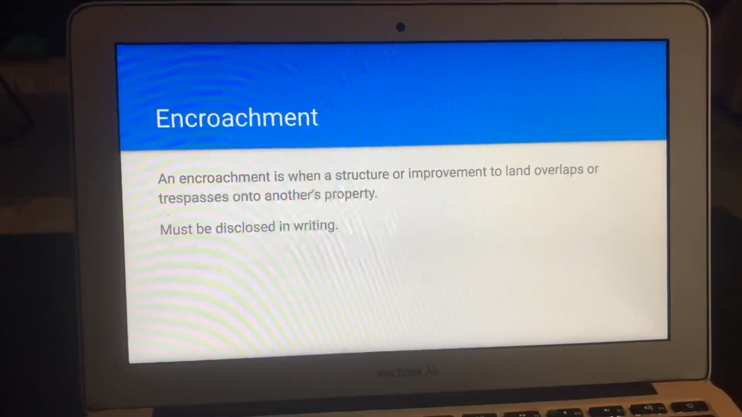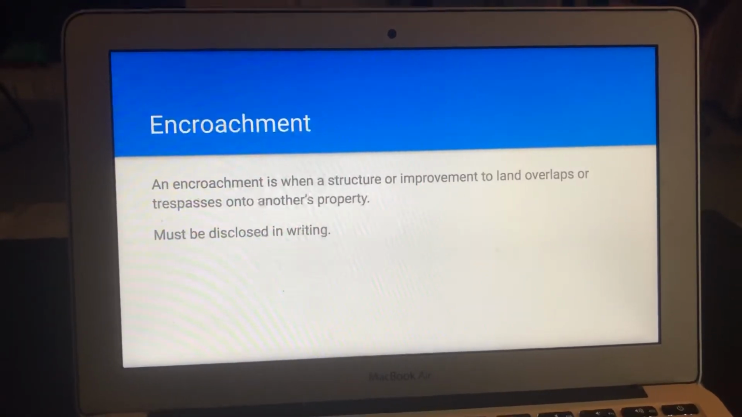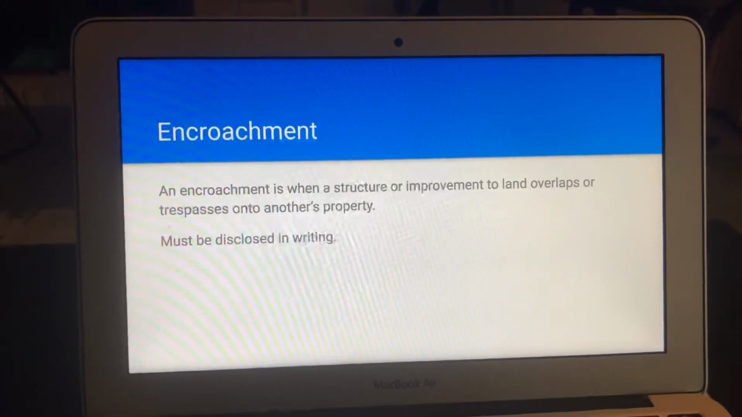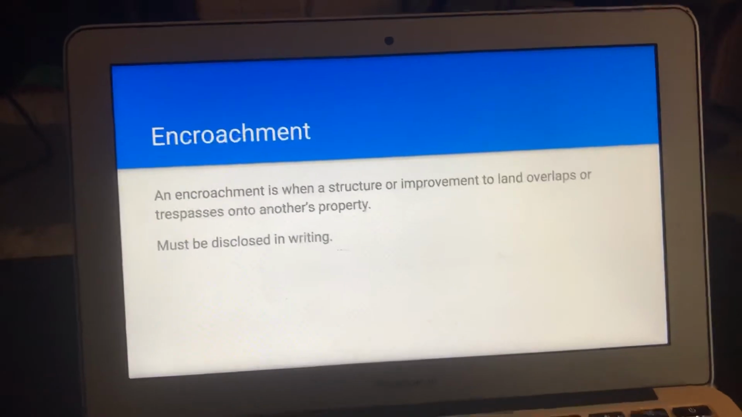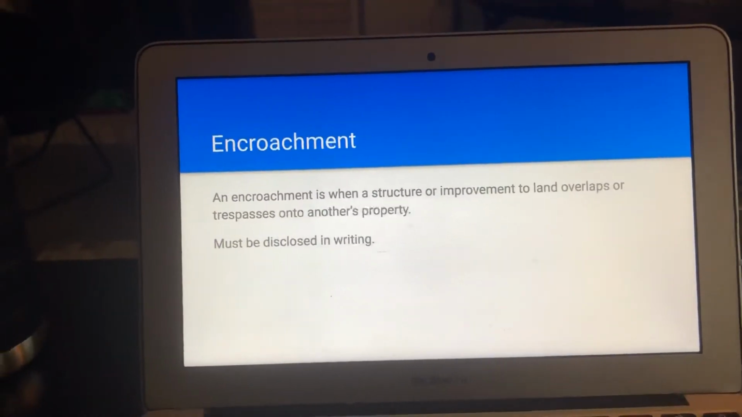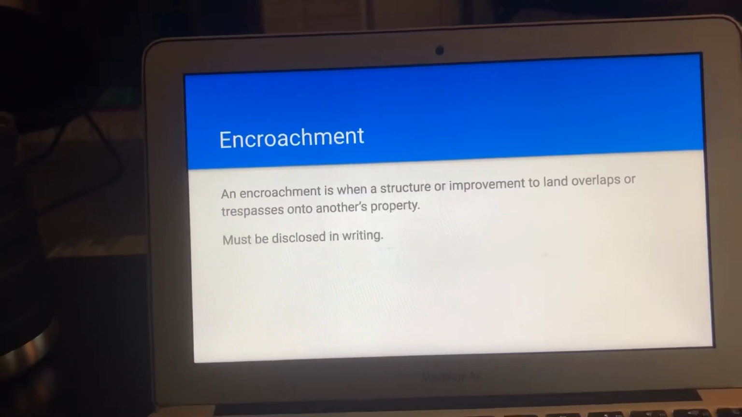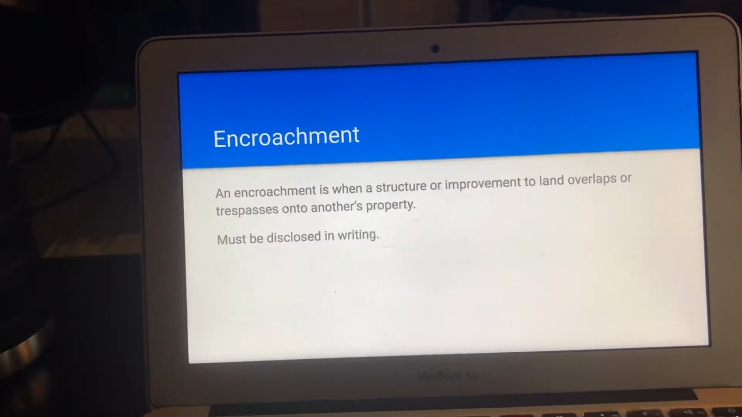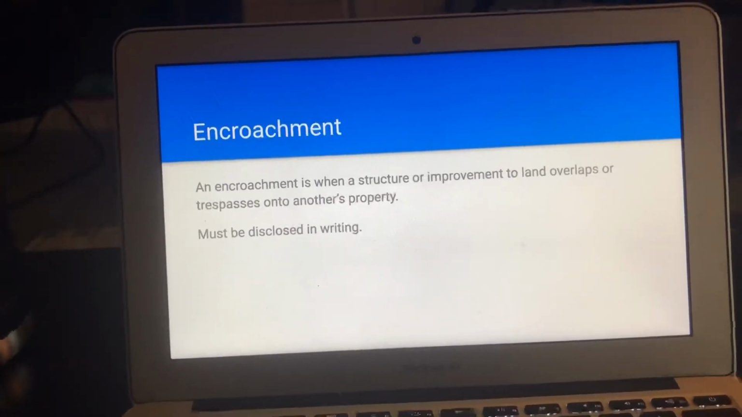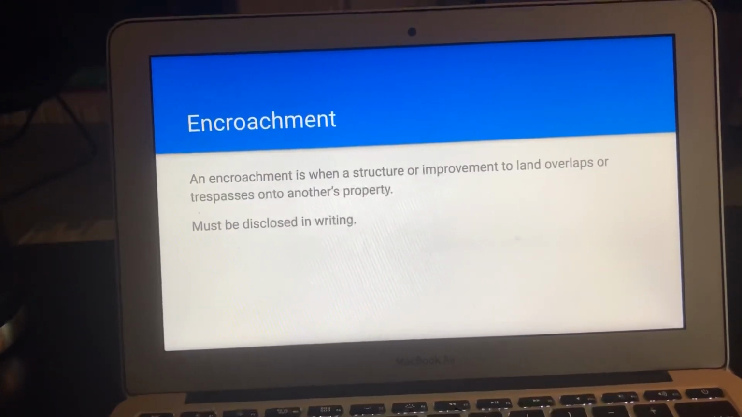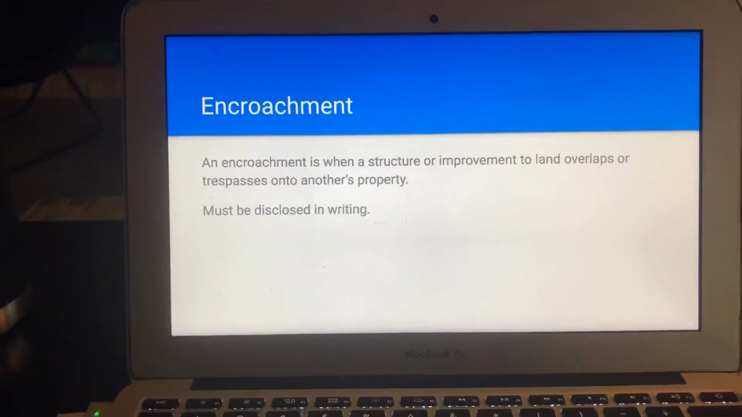Encroachments. An encroachment is when a structure or improvement to land overlaps or trespasses onto another person's property. That must be disclosed. So, for example, a few years ago, I was staying in a property. The guy wanted to extend his driveway. He actually kind of built his driveway on the property that we were on. That created an encroachment.